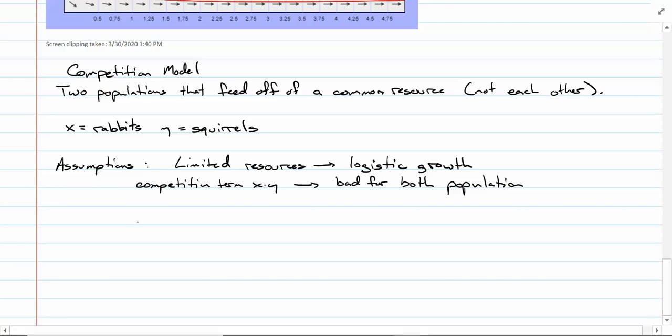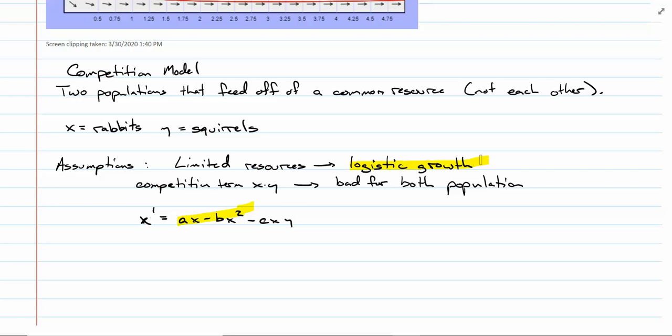So here are the equations you would get. x prime, the rabbit population, we're assuming it would grow logistically, so that would be something like ax minus bx squared. But then we're also going to mix in a negative competition term, so minus cxy. The ax minus bx squared is logistic growth from chapter 2. So all we're doing is tacking on that negative competition term.